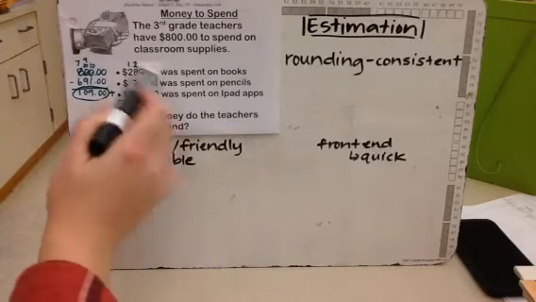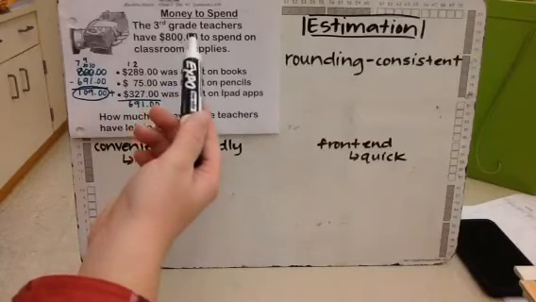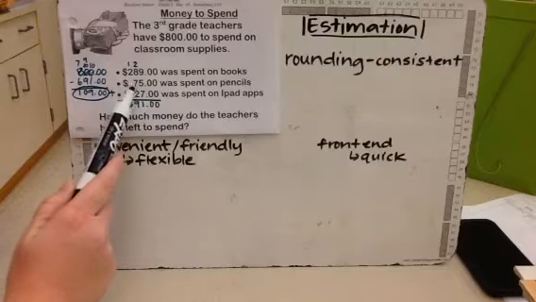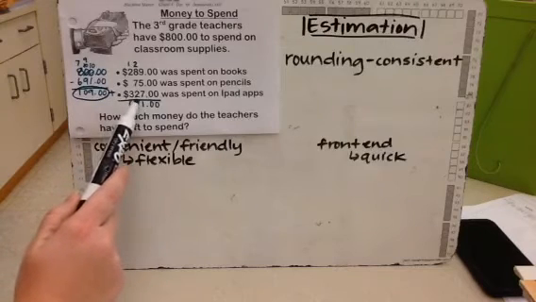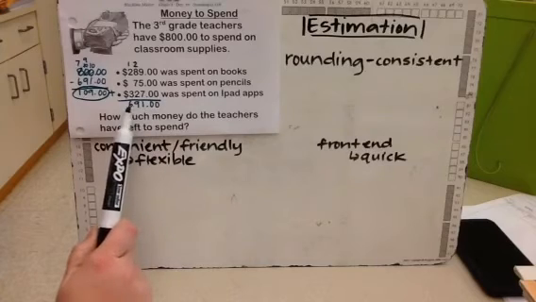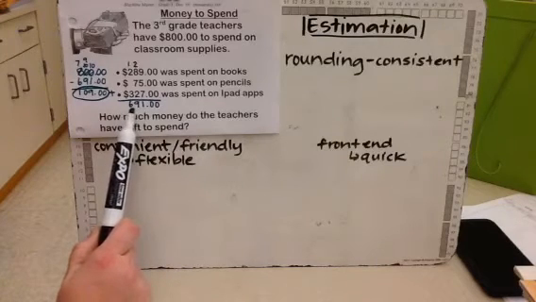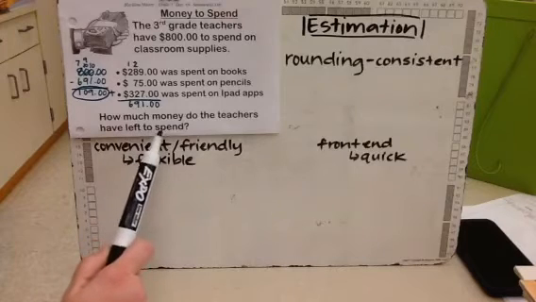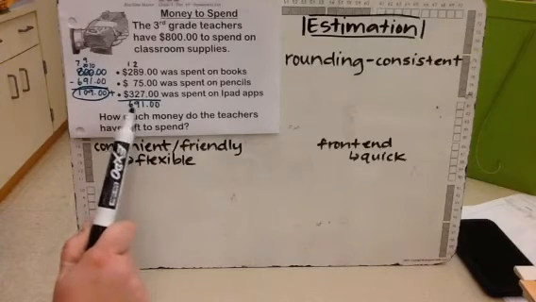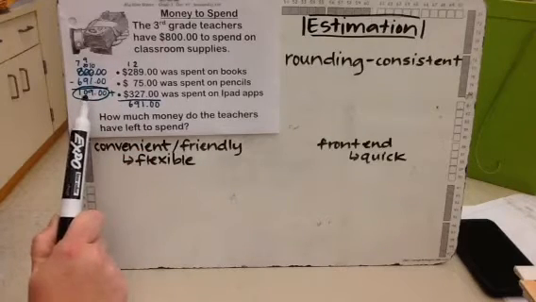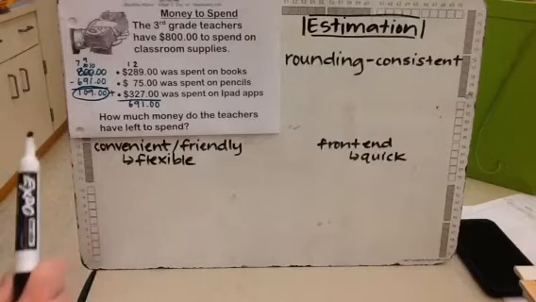So here I've already solved this problem with the third grade teachers having $800, and they spent $289 on books, $75 on pencils, $327 on iPad apps. So I've already found that their total amount of spending is $691, and the question is how much money do they have left to spend. So I've now subtracted the total price from the amount they have, and I found that the actual amount of money that they have left over to spend is $109.